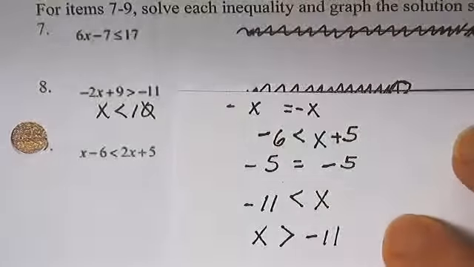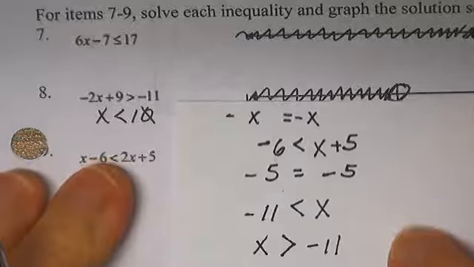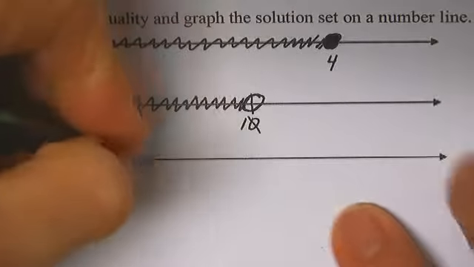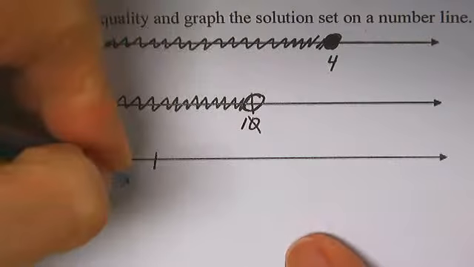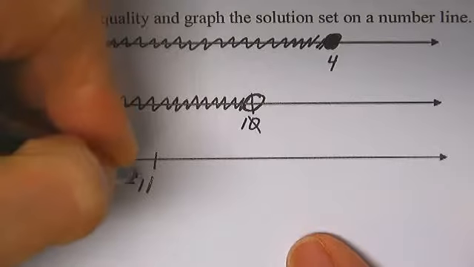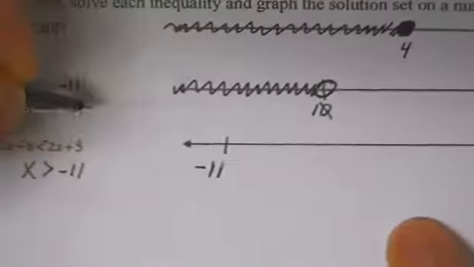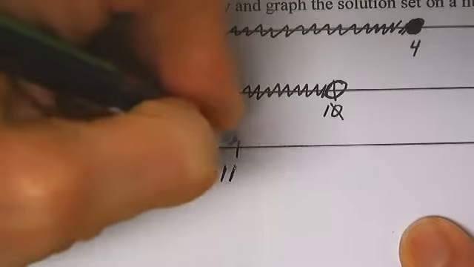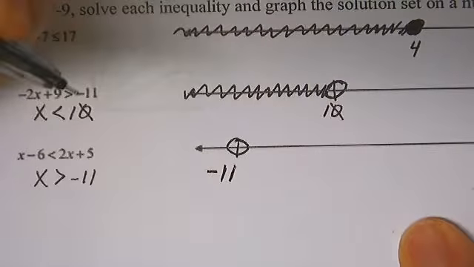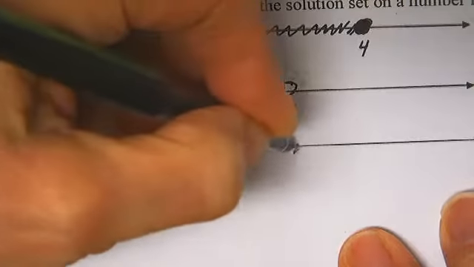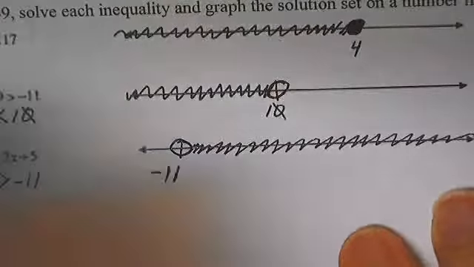If x is greater than negative 11, then negative 11 can be here. It can be anywhere on this line, but I'm choosing to put it here. Can x be equal to negative 11? It cannot, so I need an open circle. And if x can be bigger than negative 11, I shade everything to the right. Good.